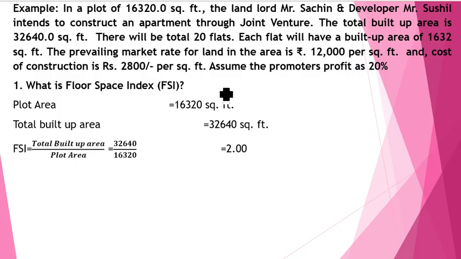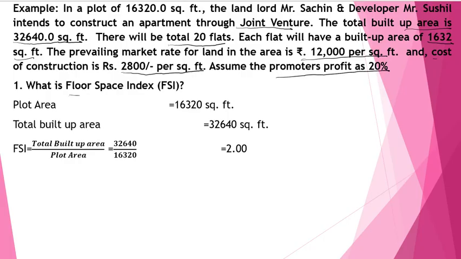Sushil intends to construct an apartment through joint venture. The total built up area is 32640 square feet. There will be a total of 20 flats. Each flat will have a built up area of 1632 square feet. The prevailing market rate for land in the area is 12,000 per square feet and cost of construction is 2,800 per square feet. Assume the promoter's profit as 20%.